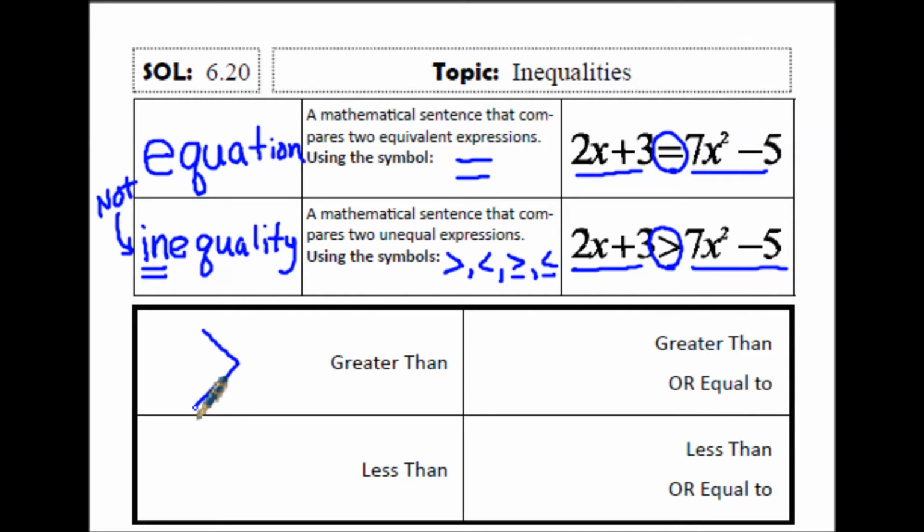We have the greater than symbol. We have the less than symbol. And if you merge the greater than symbol with the equal sign, then you can put those together to make the greater than or equal to, which means it can be bigger or equal. If you merge the less than and equal signs, then you can put those together to make the less than or equal to symbol.